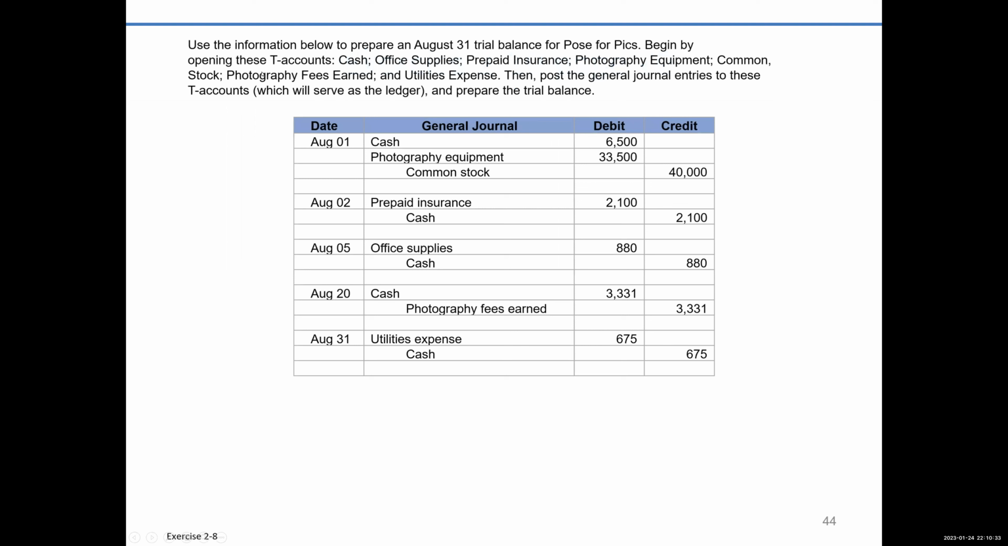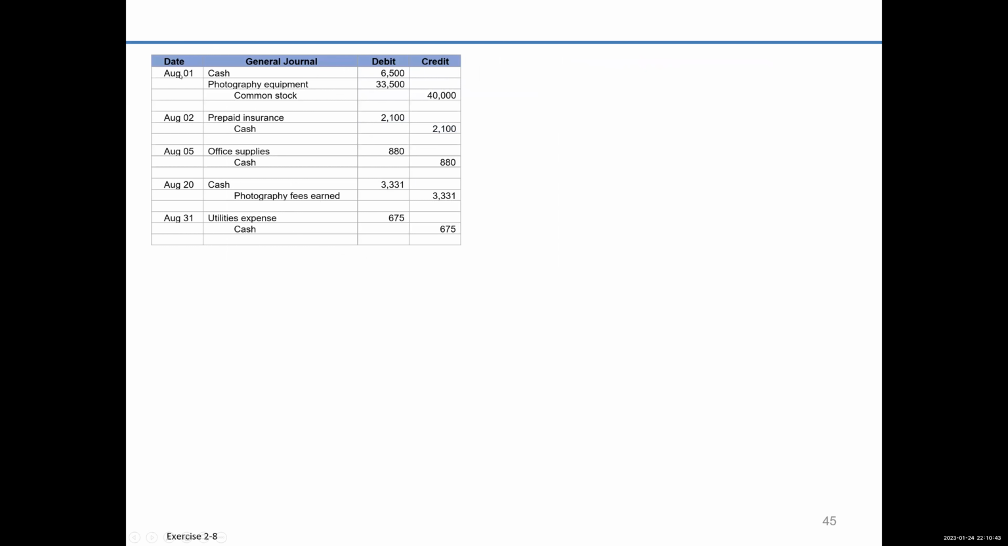Okay. Now it says here to prepare the T accounts for all these accounts. Well, we're just going to do it on the fly. Okay. So here are our journal entries. Now we're going to post one line at a time. Okay. So we're going to start with August 1, a cash debit of $6,500. So we don't have any T accounts. So let's go ahead and put one in. There's cash. And you know, it's going to be a debit for $6,500.